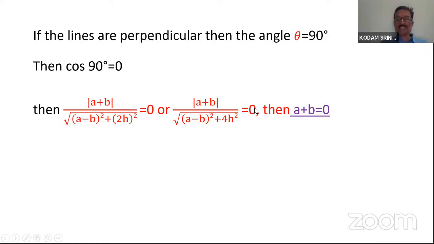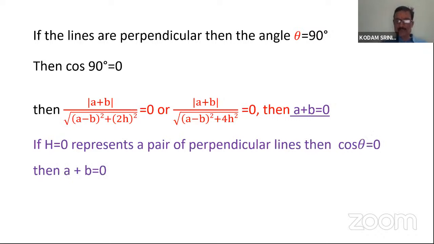0 into something means 0 only. So here modulus of a plus b equal to 0 means what? We get a plus b equal to 0. Therefore we got the condition: if the angle theta equals 90 degrees in the given pair of straight lines, we have the condition a plus b equal to 0. Here a is the coefficient of x square and b is the coefficient of y square.